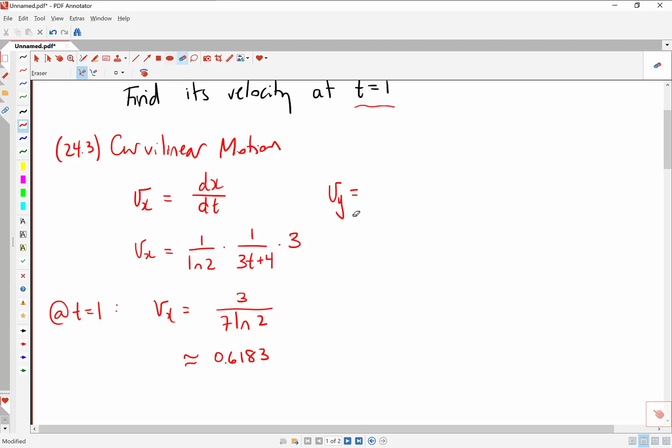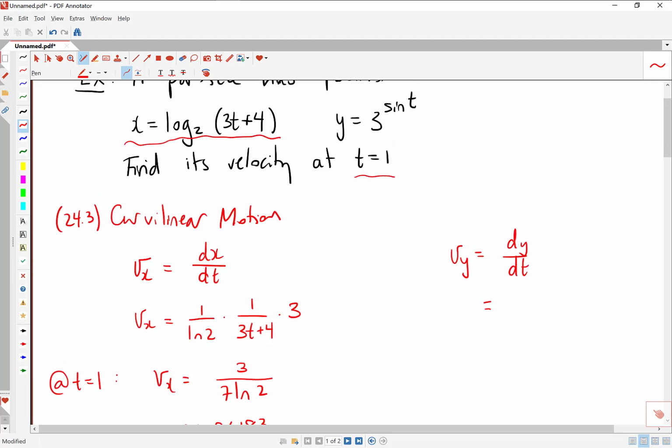So let's do the same thing for the vertical velocity. I'll just space this out a little bit more. So to get our vertical velocity, we're going to go dy by dt. So that's just the derivative of your vertical position with respect to time. Okay, let's scroll up so we can see that. So y is the function 3 to the sine t. Okay, so that's an exponential function. It's got a constant base and it's got a variable in the exponent. So let's think about how we take derivatives. We go ln of the base times the exponential function times the derivative of whatever's in the exponent. So derivative of sine t is cos t.